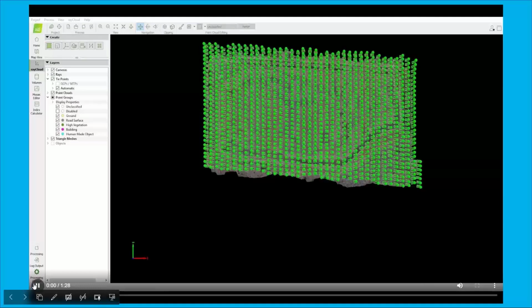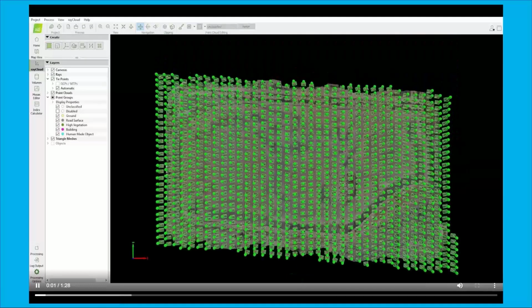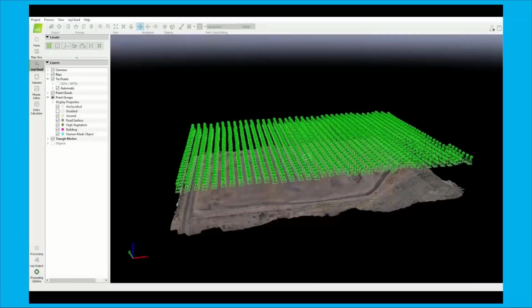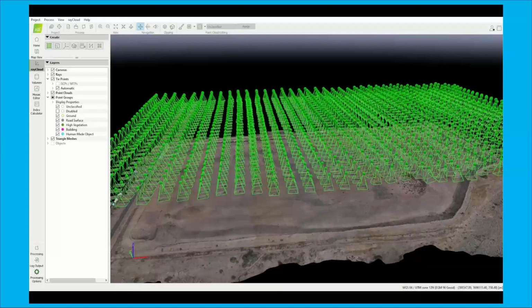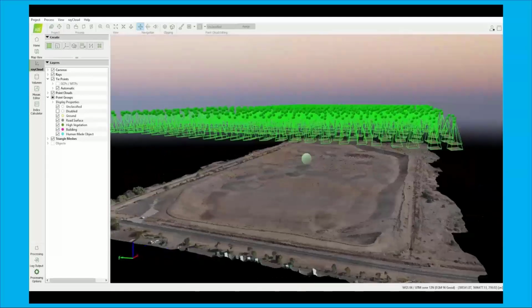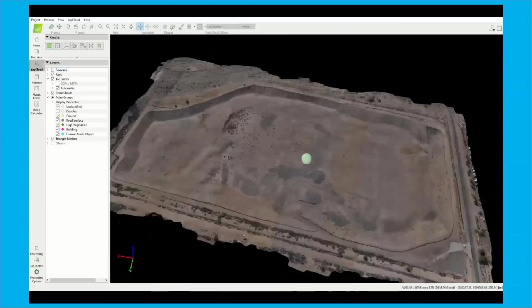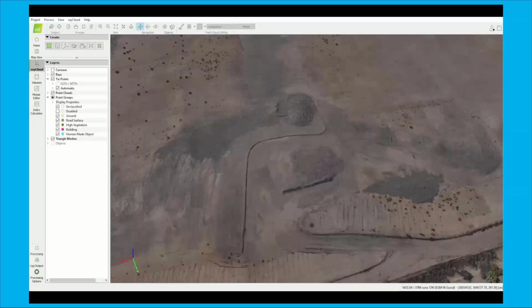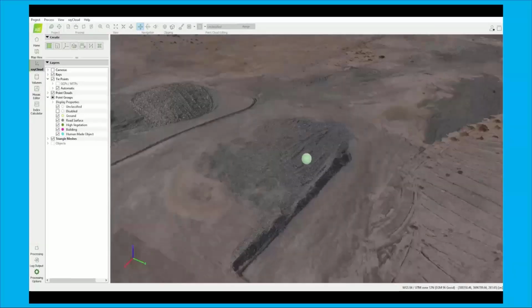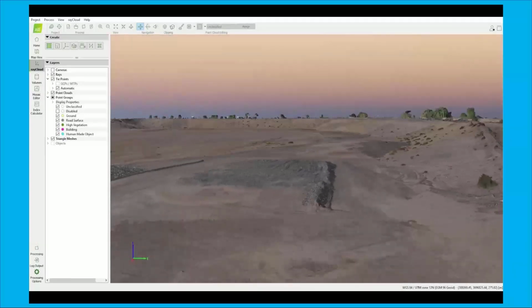Right here we have a model. This was taken at 400 feet. It was taken with a 42 megapixel camera, which would have been the A7R3 in our case. It was probably taken, if I had to guess, with a 55 millimeter lens. So roughly, several hundred acres per hour down to a 1 centimeter ground sampling distance.